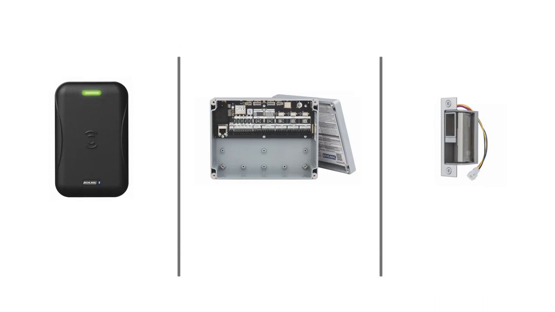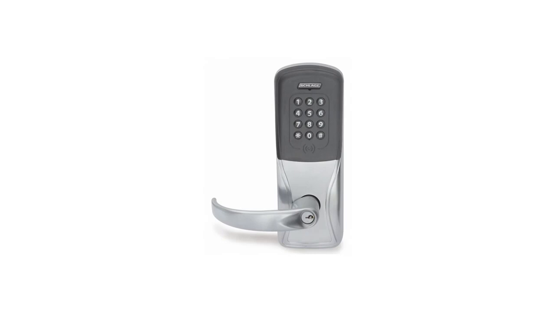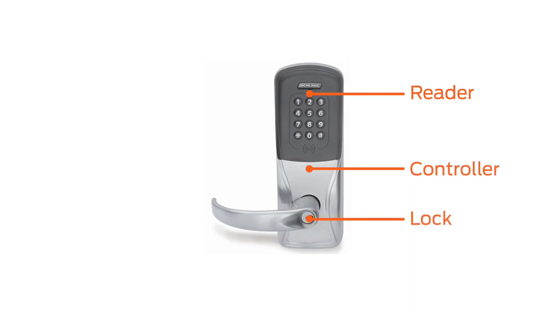Let's look at an example. This is an electronic lock, but do you see the keypad and the card icon? There's a reader on this lock. Also, you can't see it, but inside, there's a controller too. This means that this lock has all three basic parts of an access control system all by itself.